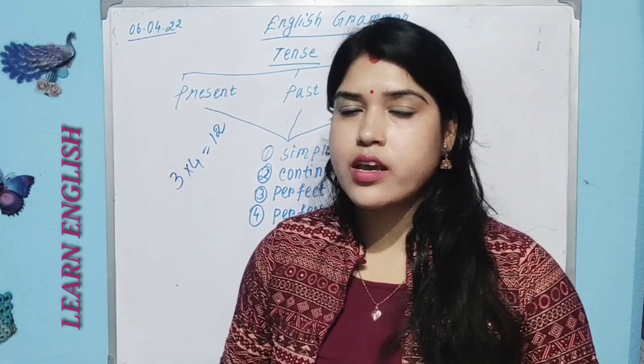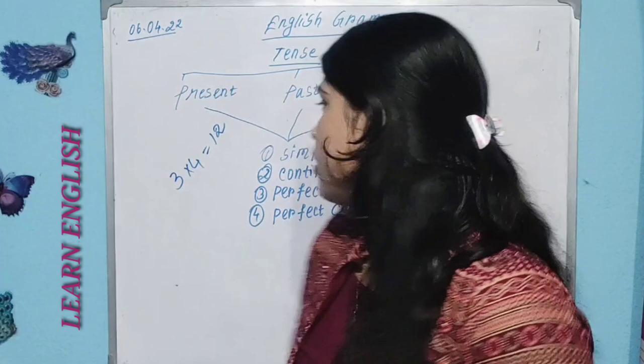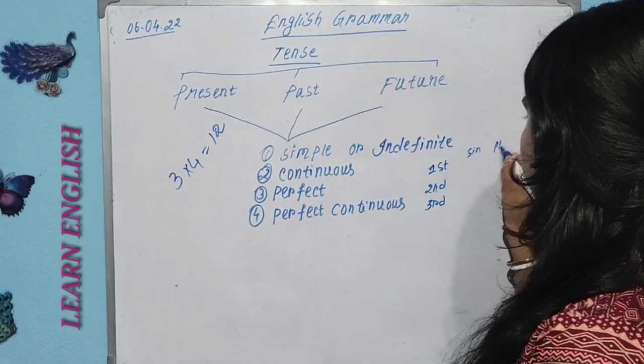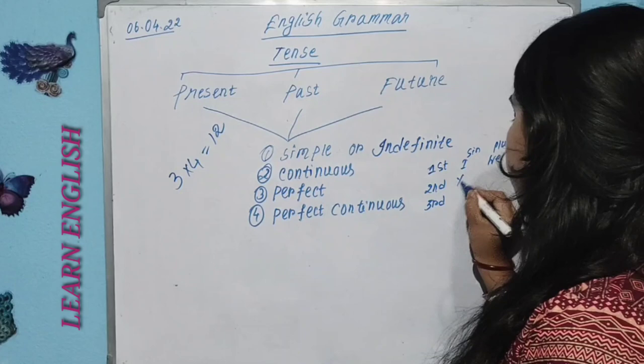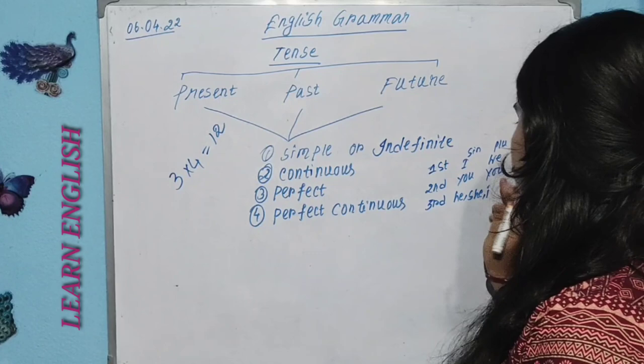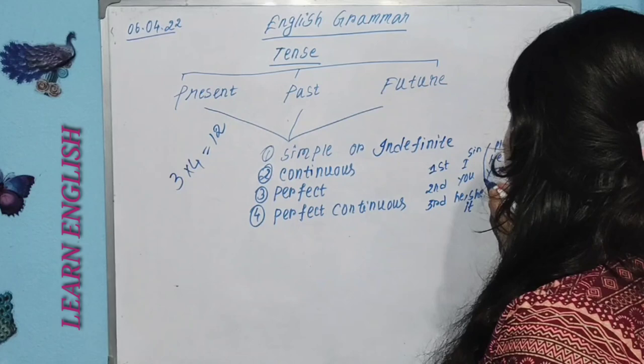There are three types of person in English grammar. First person, second person and third person. So first person singular means I, plural means we. Second person singular means you, plural means you. And third person singular means he, she, it, and plural means they.